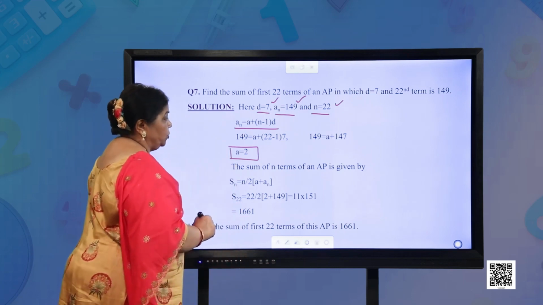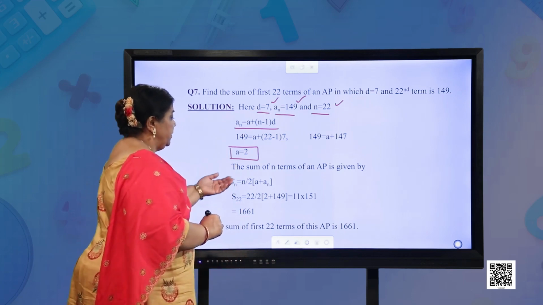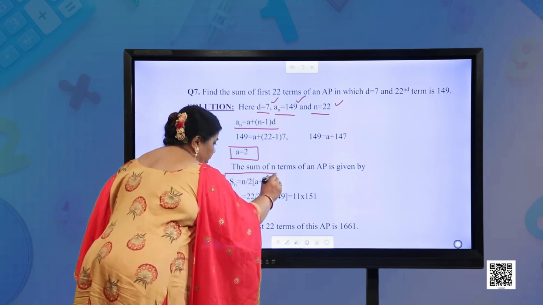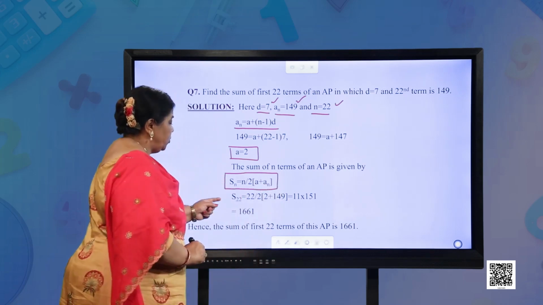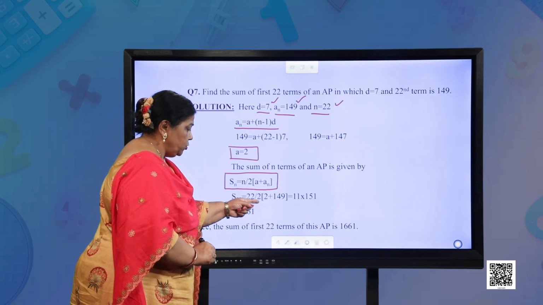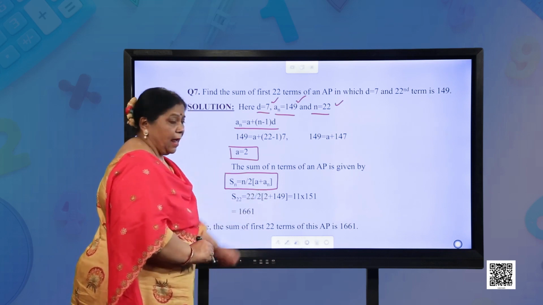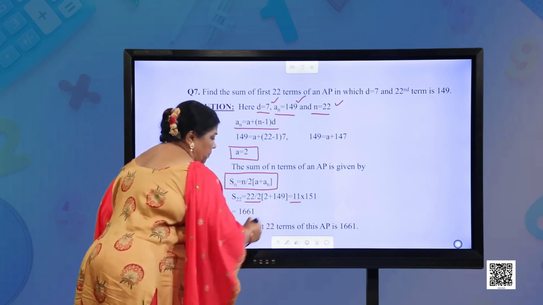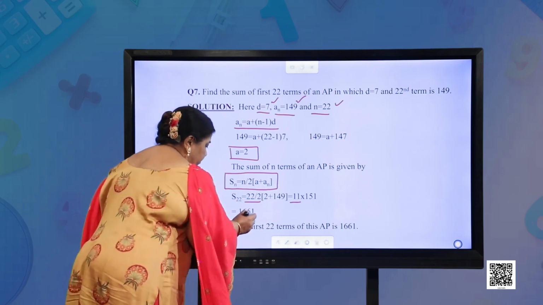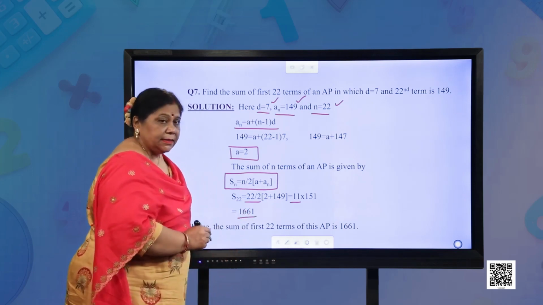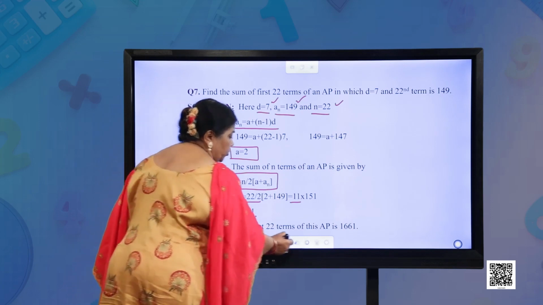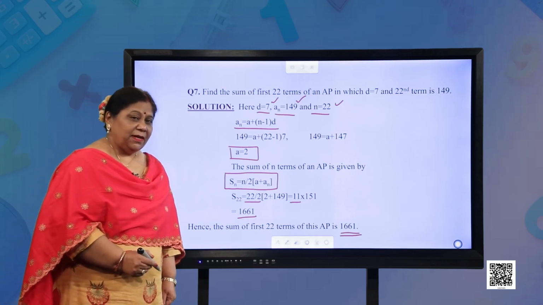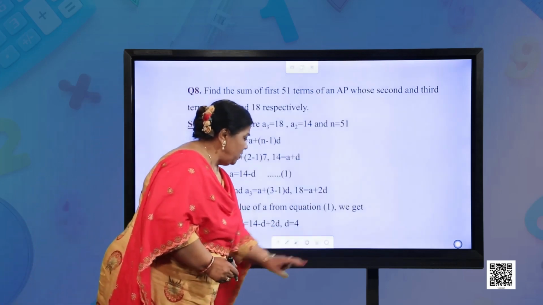After getting A is equal to 2, now we need to calculate sum of n terms of an AP. We know the formula Sn is equal to n upon 2 into A plus An. So, S22 is equal to 22 upon 2 into 2 plus 149. On simplification, we find that 22 upon 2 gives us 11, 11 multiplied by 151, that gives us 1661. So, the sum of first 22 terms of an AP is 1661. It is simple, isn't it? Okay, let us do the next one now.